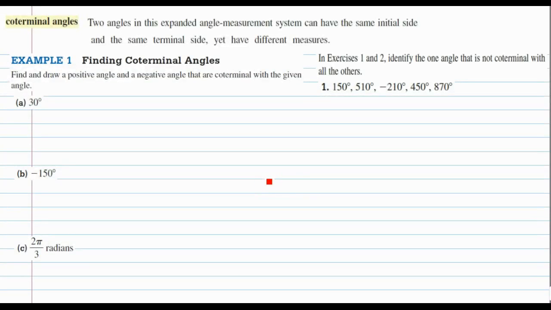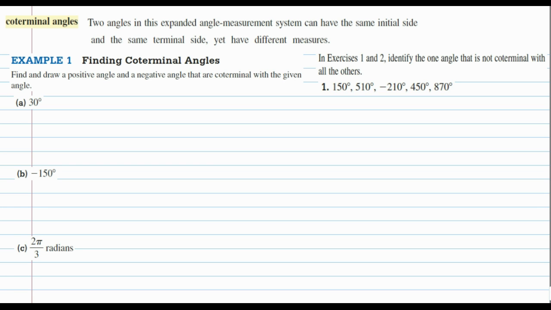This is the screencast for section 4.3, example 1. We're going to look at some coterminal angles. Now, on the first page of your notes, you saw some definitions about angles and how to put them in standard form. We are almost always going to deal with angles in standard form.